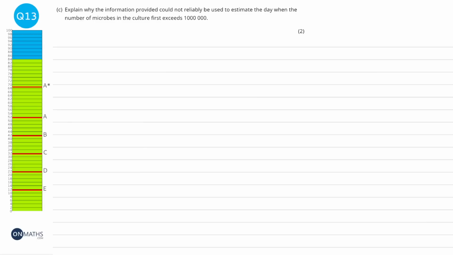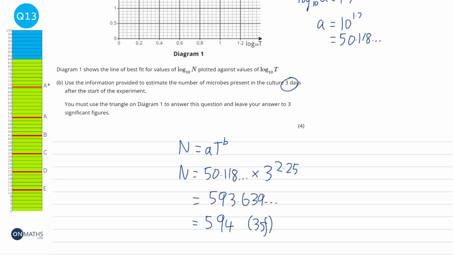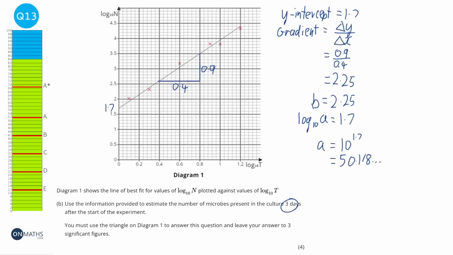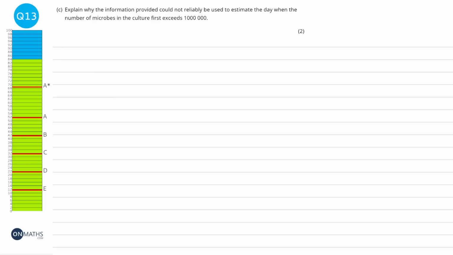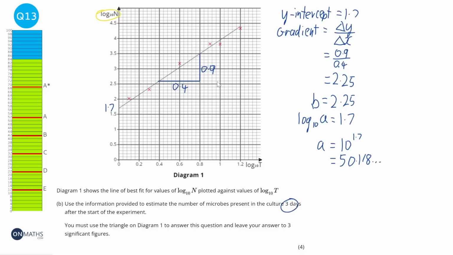So for this question, it's actually quite useful to have a look at the graph that was given to us in part B. And notice that the scale on the y-axis is log 10 n. So the y-coordinate would be log 10 of 1,000,000, and that's going to equal 6. So it's going to be 6 on the y-axis. So having a look at that, our relationship, the maximum it goes up to is 4.5.